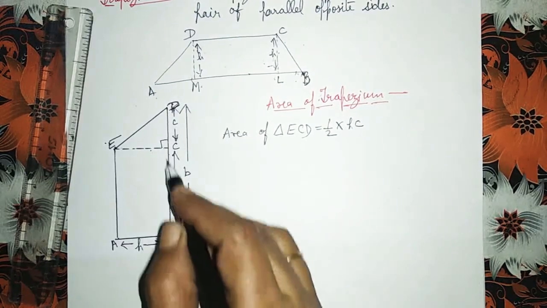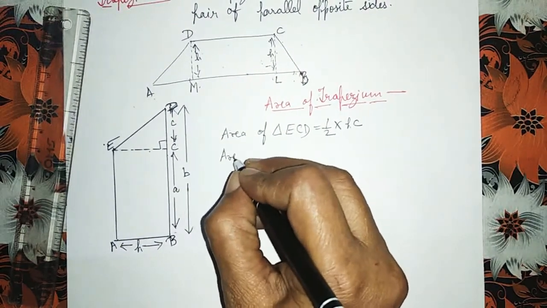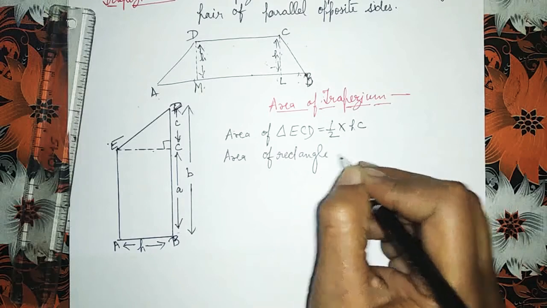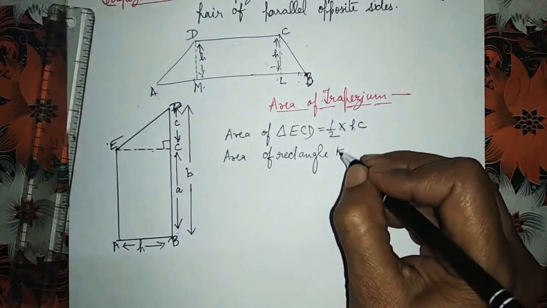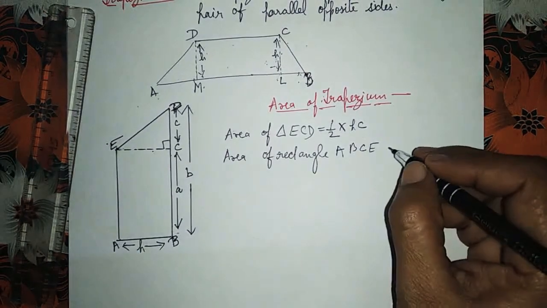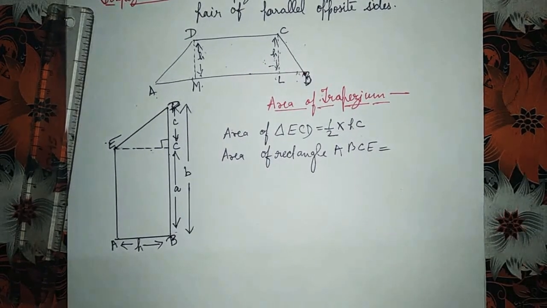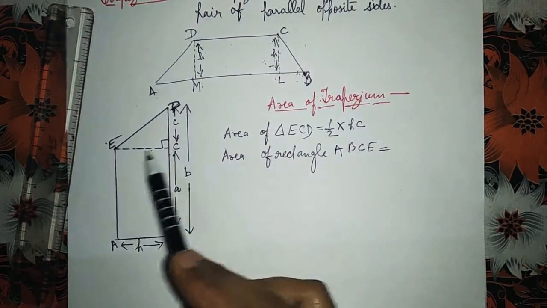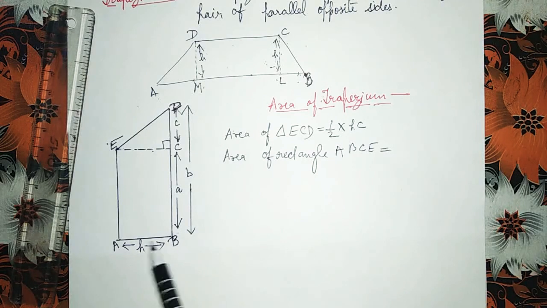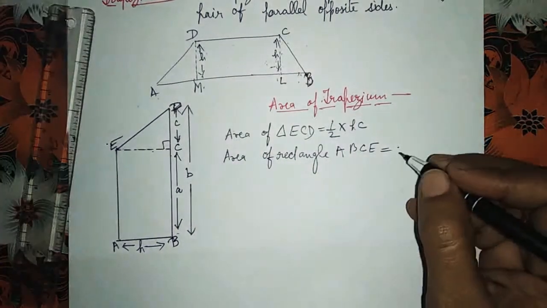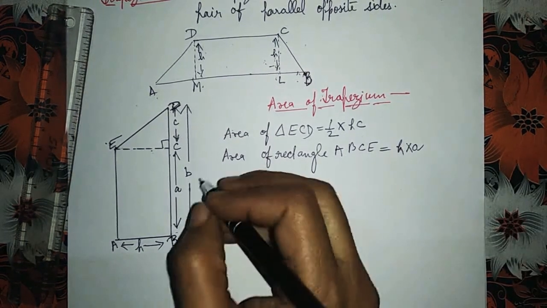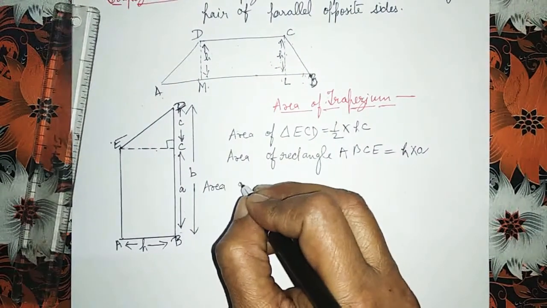Now we will find area of this rectangle. Area of rectangle ABCE is equals to, you know the formula to calculate area of rectangle? Length into breadth. Here length is A and breadth is H. Okay. So here A into H or H into A, anything you can write. H into A.